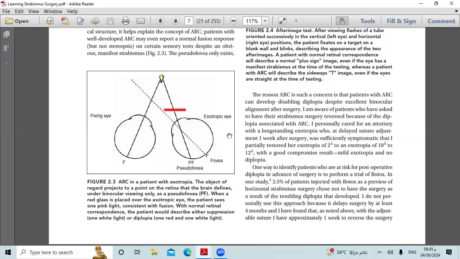One way to identify patients who are at risk of post-operative diplopia in advance of surgery is to perform a trial of Botox. In one study, 2.5% of patients injected with Botox as a preview of horizontal strabismus surgery chose not to have the surgery as a result of troubling diplopia that developed. I do not personally use this approach because it delays the surgery by at least 4 months, and I have found that, as noted above, with the adjustable suture, I have approximately 1 week to reverse the surgery.